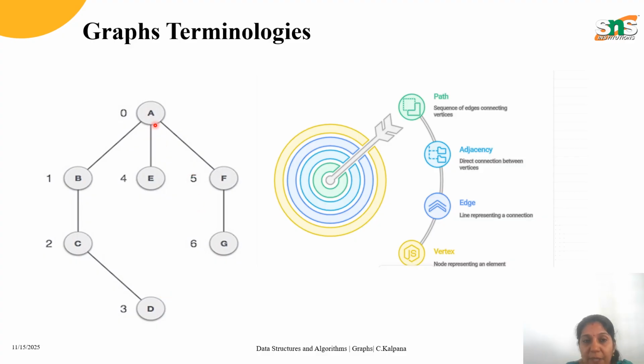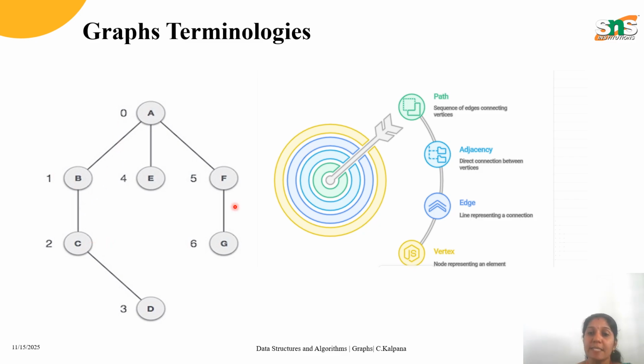And what is the path between A to G? A to F, F to G. So A to E is a path. Likewise we can say the sequence of edges connecting the nodes is the path.